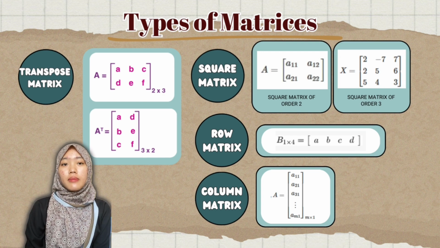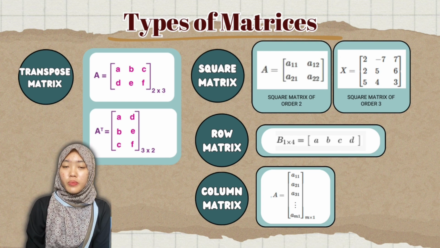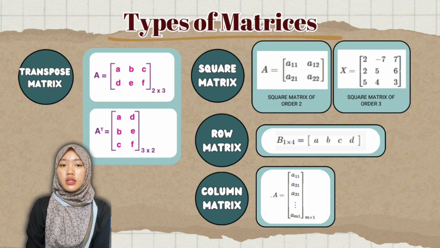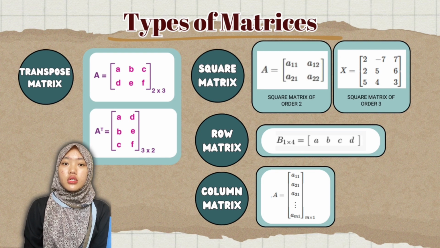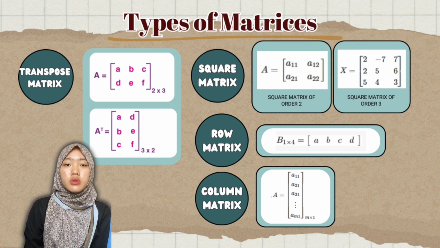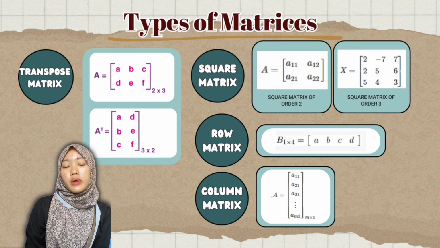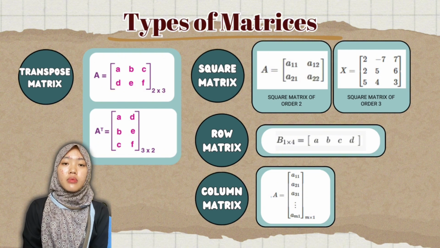Next, the third and fourth types of matrix are the column matrix and row matrix. A column matrix has 1 column and numerous rows. Hence, the order of the column matrix is n times 1. For the row matrix, a row matrix has 1 row and numerous columns. Hence, the order of the row matrix is of the form 1 times n.